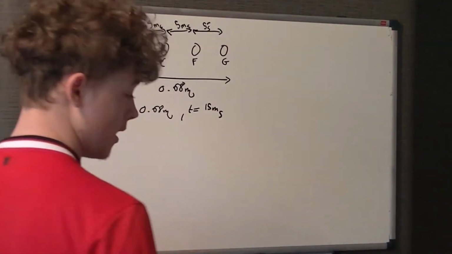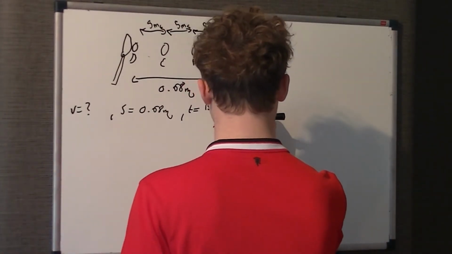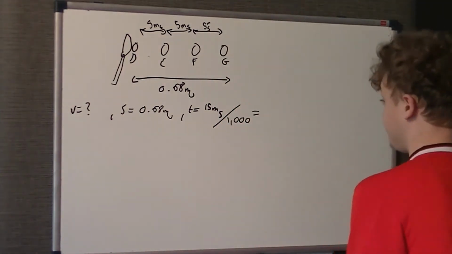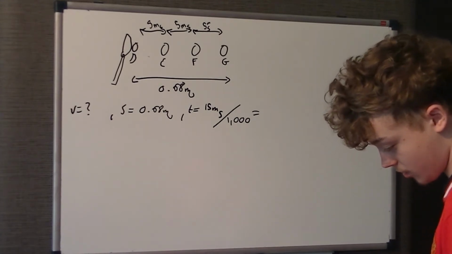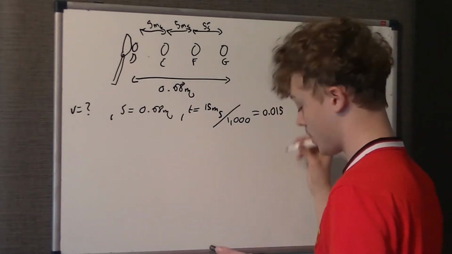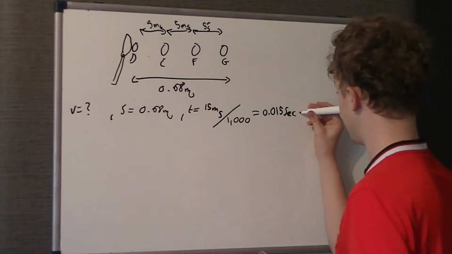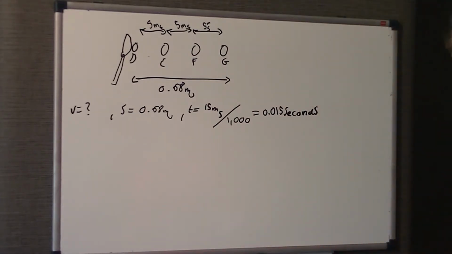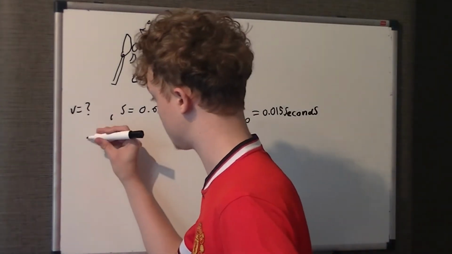Obviously we need to put that into SI units. When we convert it to SI units, we divide by 1,000 because there's 1,000 milliseconds in 1 second, so 15 milliseconds over 1,000 is 0.015 seconds. I may have been off by a factor of 10 there, but I'll let you know if I have been.